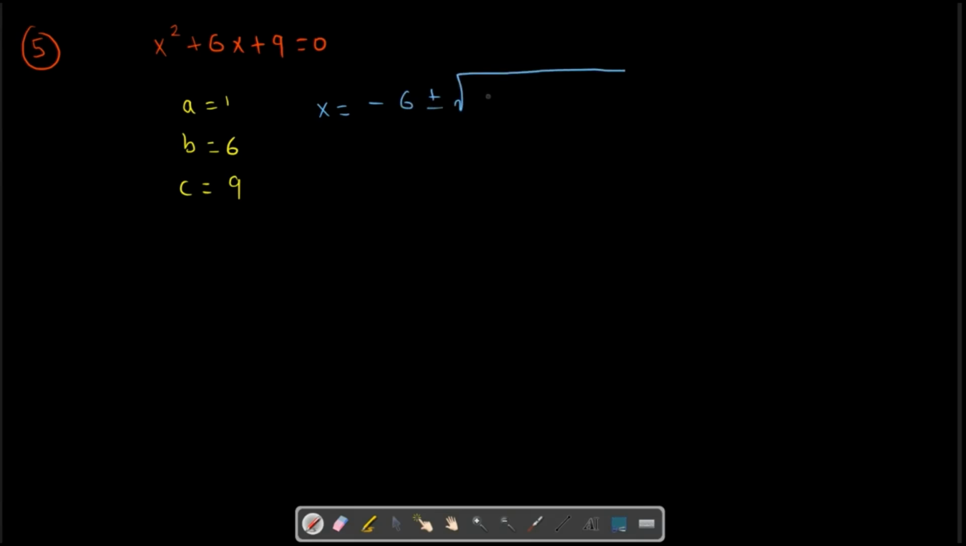Let's take the last example on this particular formula. So we have x square plus 6x plus 9 is equal to 0. Let's locate the value of a, which is 1, b, which is 6, and c, which is 9. So the value of x would be negative b plus minus. Let's plug in the numbers directly this time. So it's negative 6 plus minus square root of 6 square minus 4 times 1 times 9 over 2 times 1.